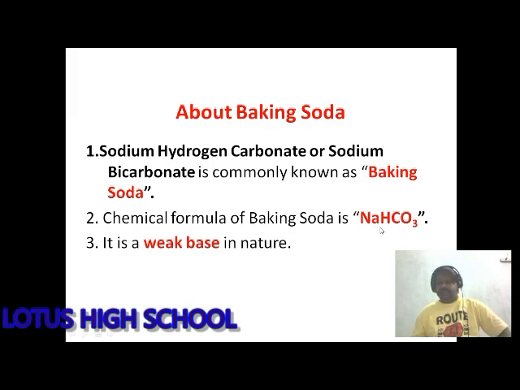Now see, the chemical formula of baking soda is NaHCO3. Here Na is sodium, and HCO3 is hydrogen carbonate, or bicarbonate. So NaHCO3 is known as sodium bicarbonate. Finally, the chemical formula of baking soda, sodium hydrogen carbonate or sodium bicarbonate, is NaHCO3.